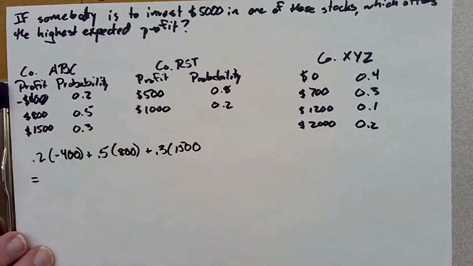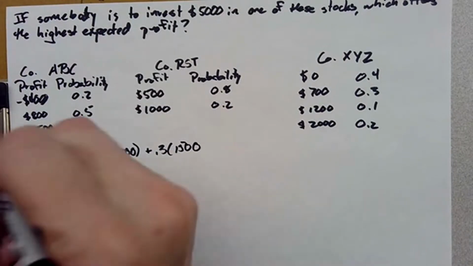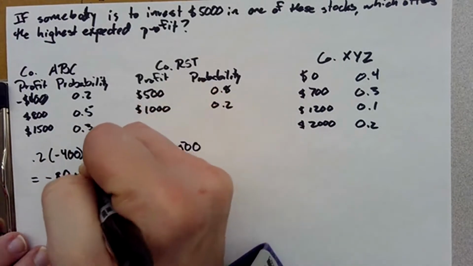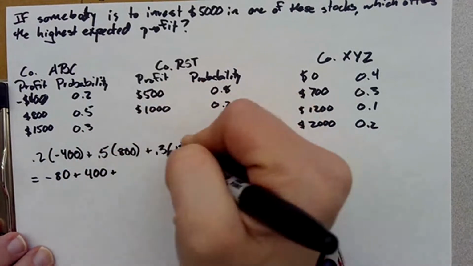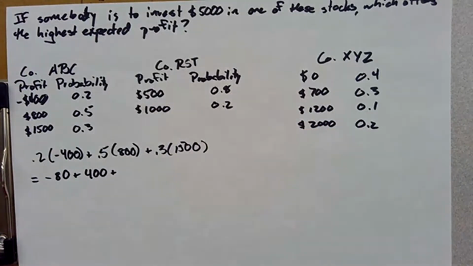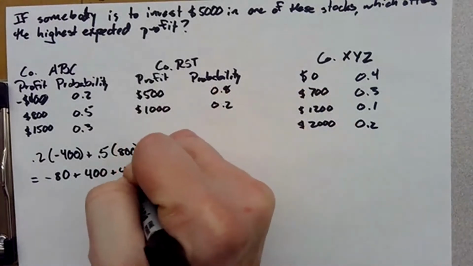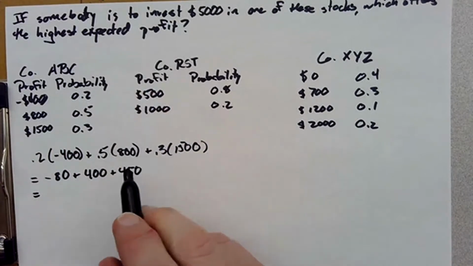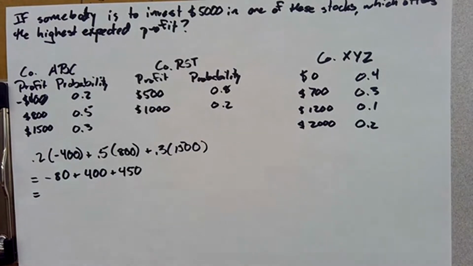Okay, well, I add that all up. 0.2 times negative 400 is negative 80 plus 0.5 times 800 is 400 plus 0.3 times 1500 is what, 450? Yes. Okay, so for company ABC, the expected profit is going to be $770.